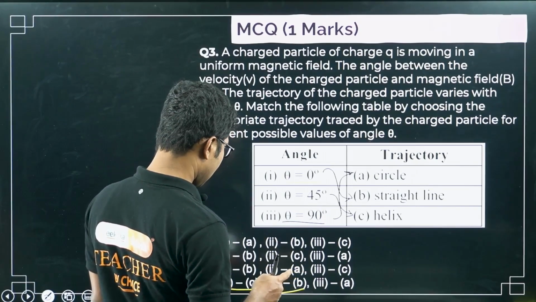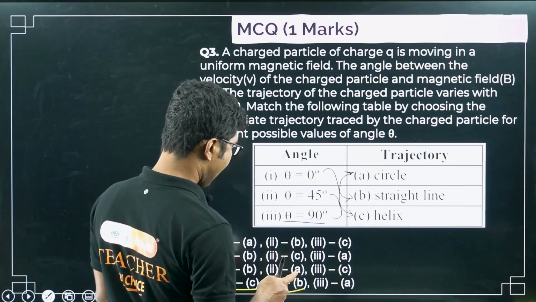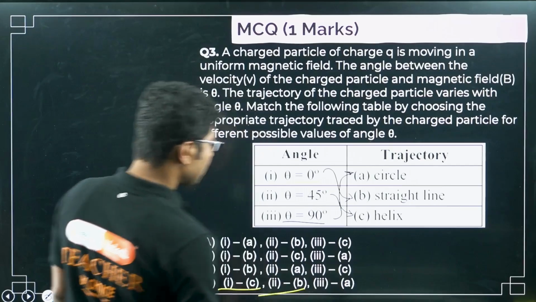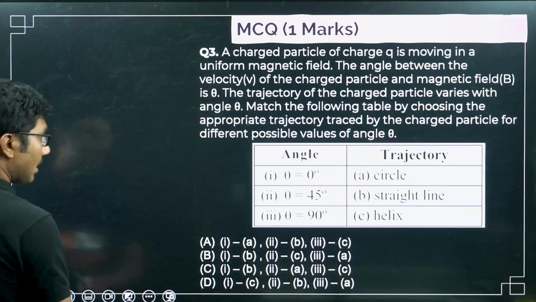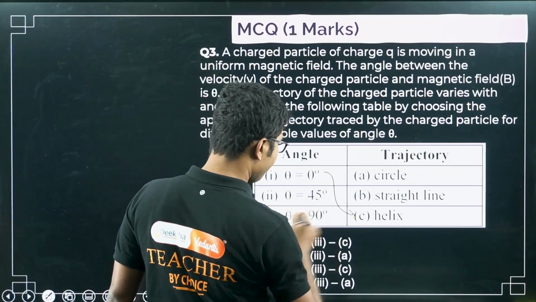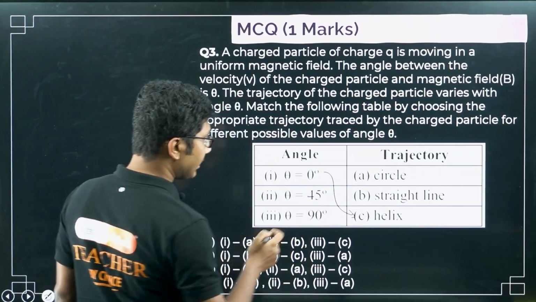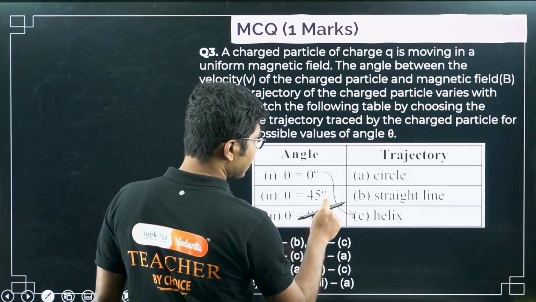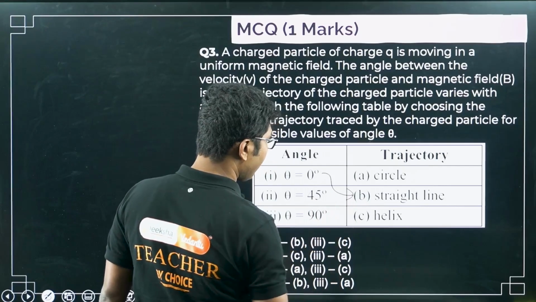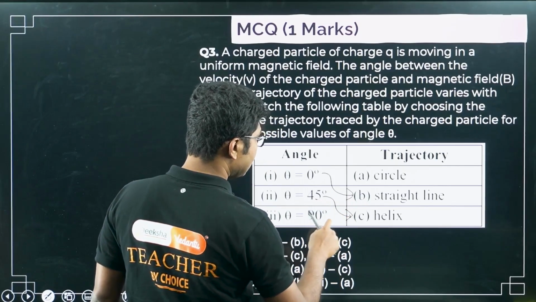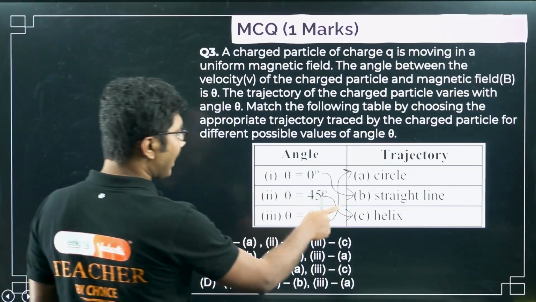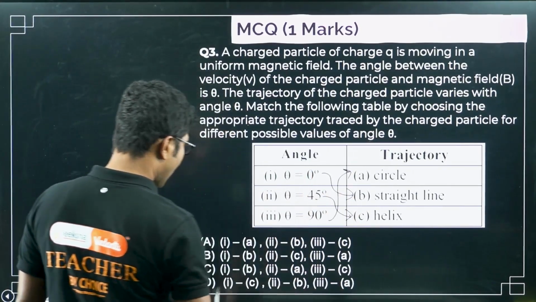No, it is not correct. For 3 it is A. Sorry, my mistake. So 0 matches with C, not B. 0 is a straight line, 45 is a helix, and 90 is a circle. So 1 is matching with B.